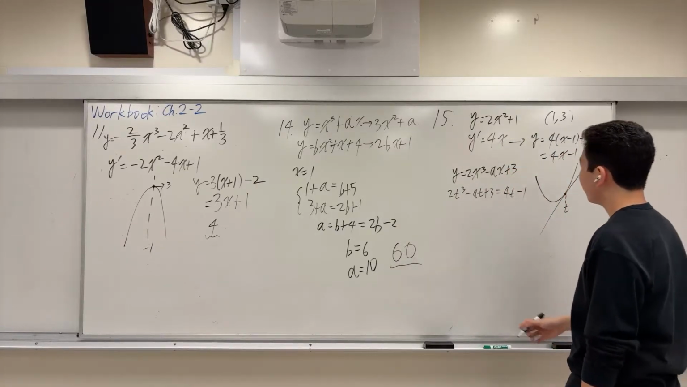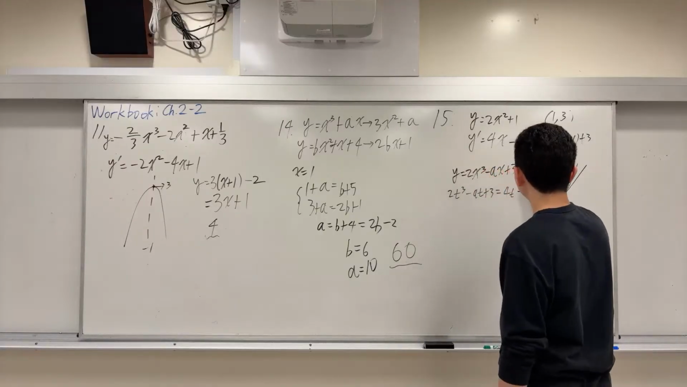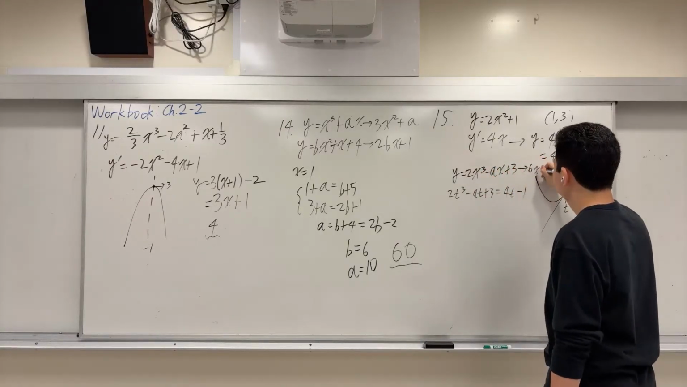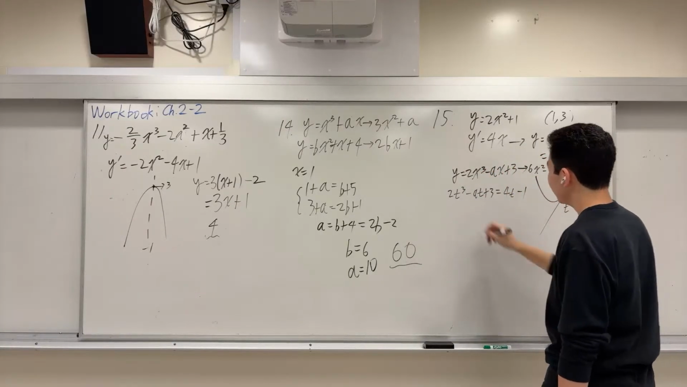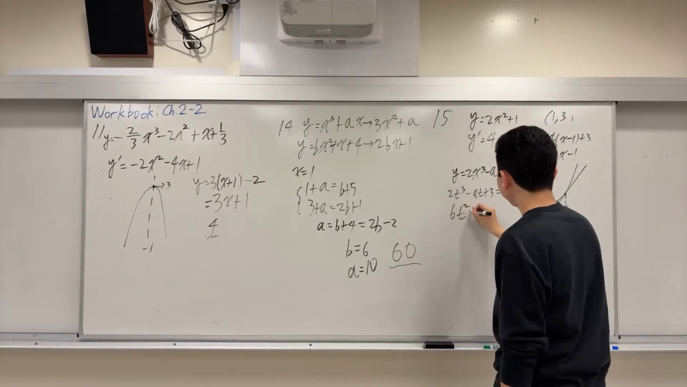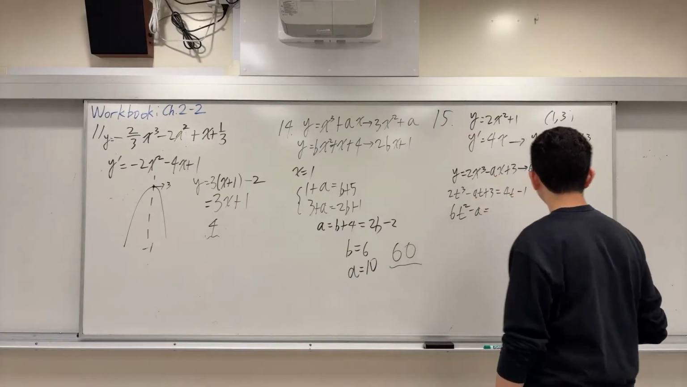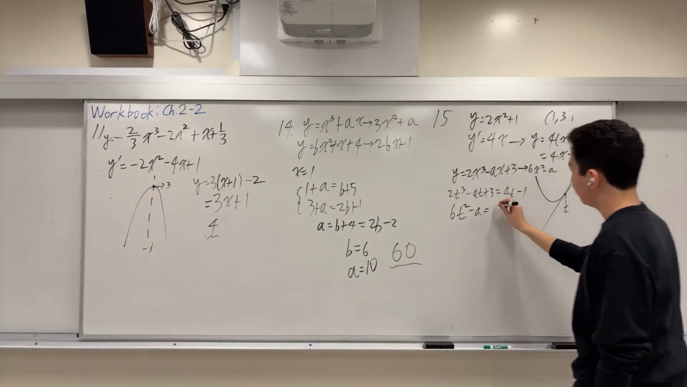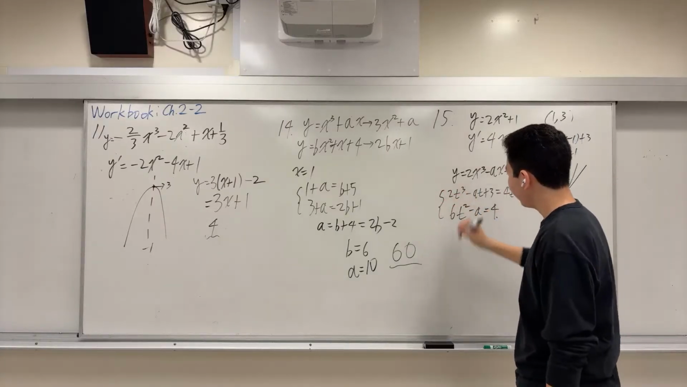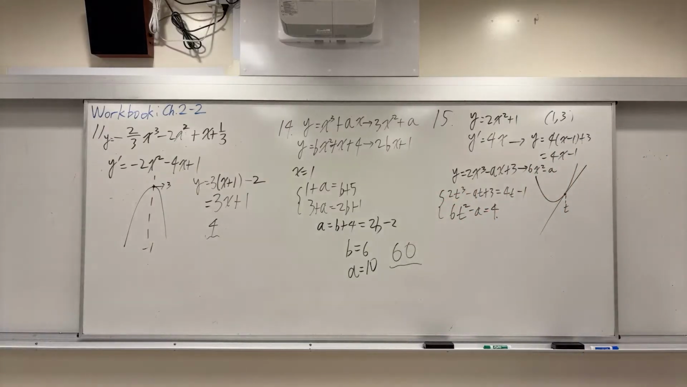And number 2, their derivative. So the derivative of this guy is what? 6x squared minus a, right? 6t squared minus a must equal 4. So now we have to solve this system of equations.